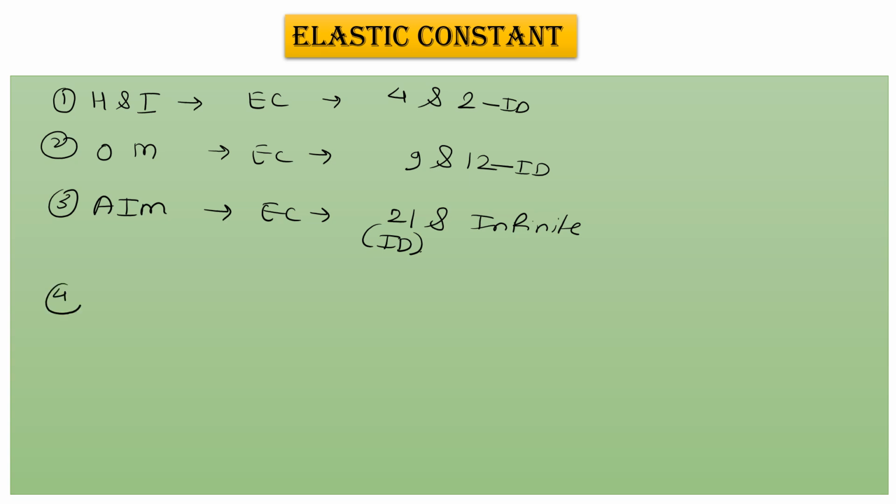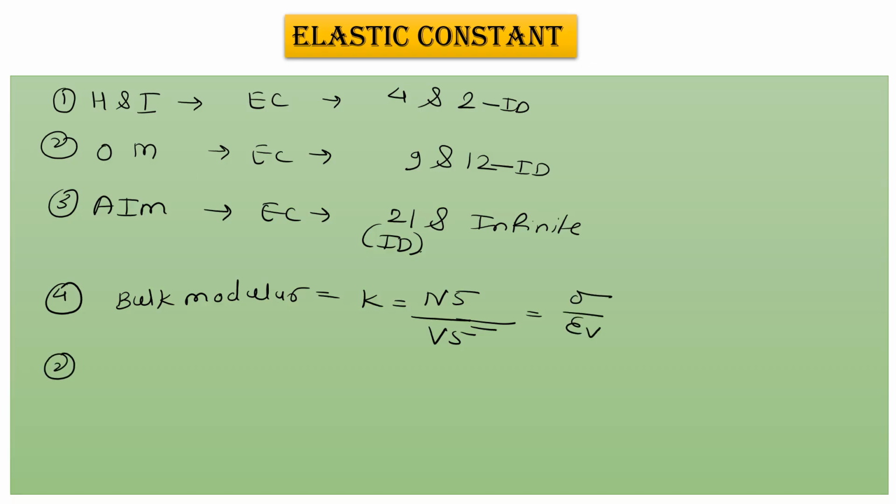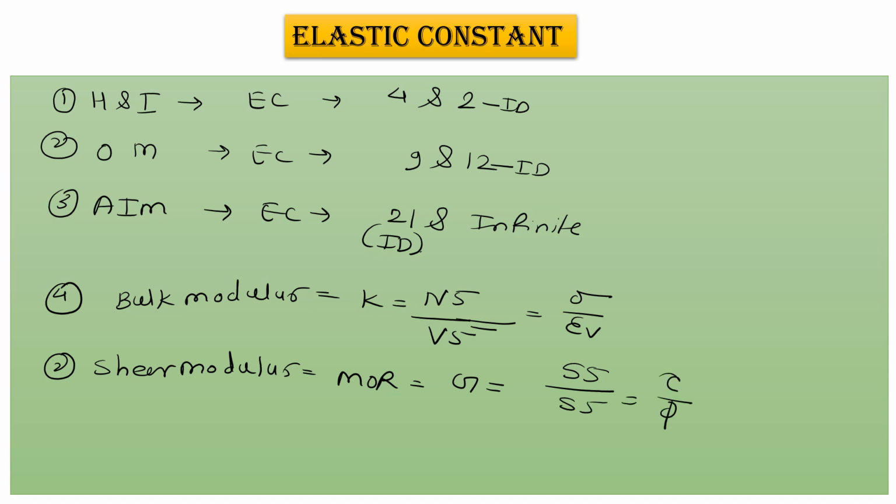The next is bulk modulus. Bulk modulus is represented by K. Bulk modulus is nothing but normal stress to volumetric strain, sigma by epsilon V. Then next is shear modulus. Shear modulus is also called modulus of rigidity, represented by G. And shear modulus is nothing but shear stress to shear strain, tau by phi. This is the shear modulus.